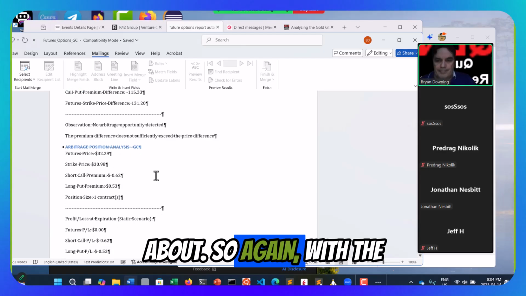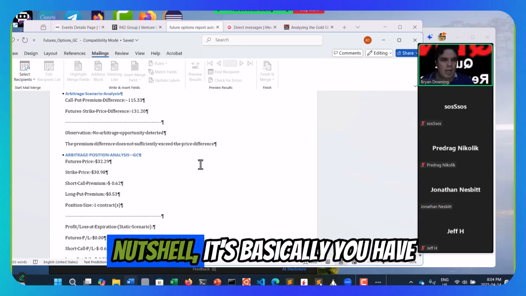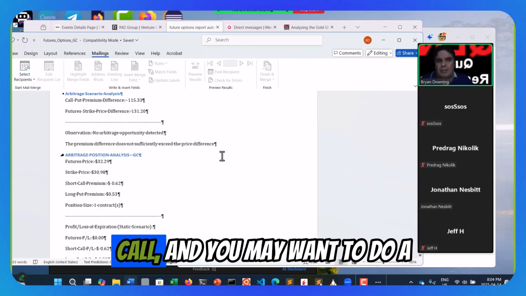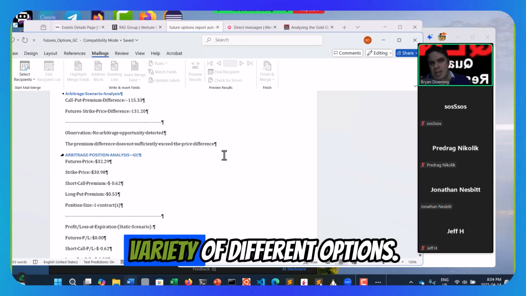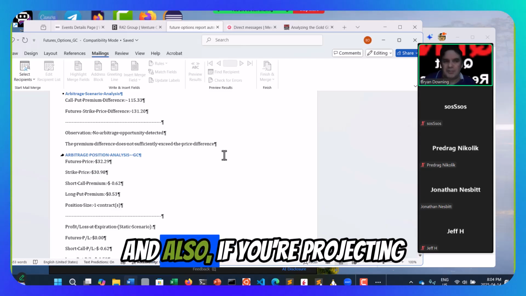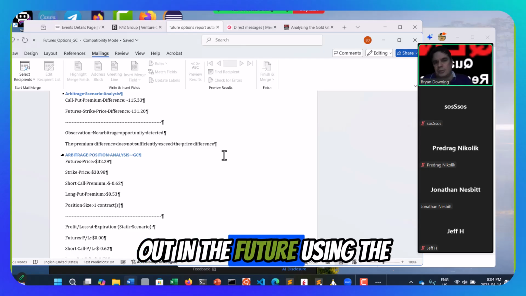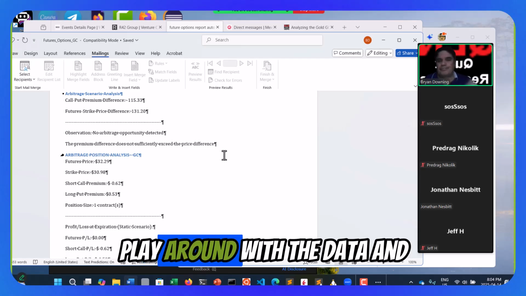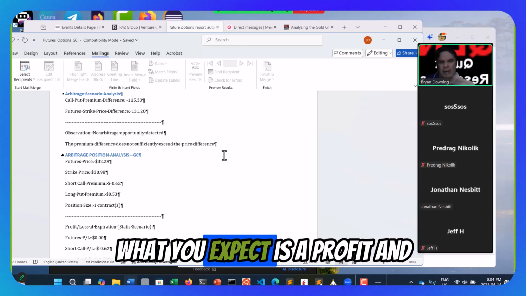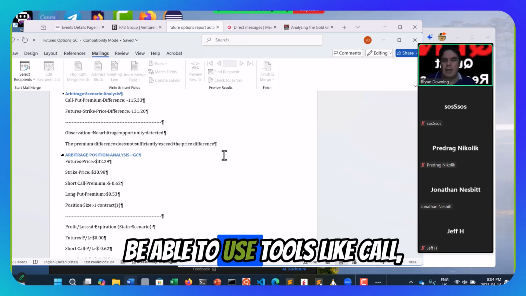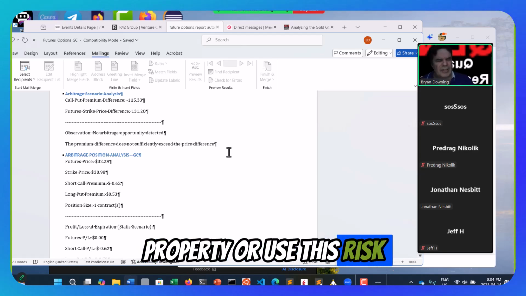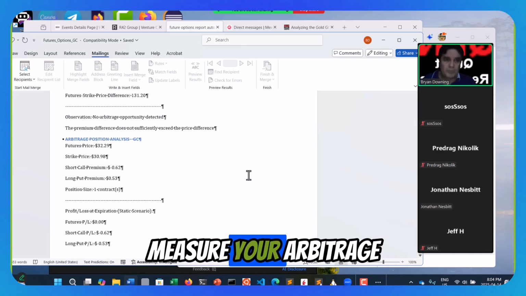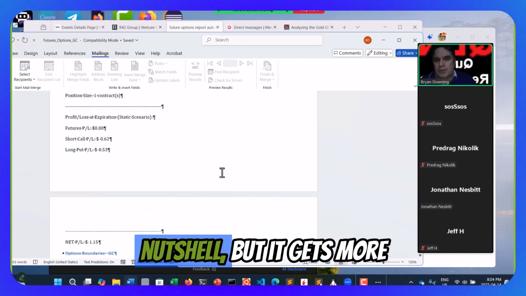All right. So again, with the arbitrage, in a nutshell, you have a floor price that you're setting based upon the future call, and you may want to do a variety of different options. And if you're projecting out into the future using option data, that's where you play around with the data and what you expect as a profit, and use tools like call parity or this risk frontier I've already mentioned as different tools to measure your arbitrage opportunity. But that's in a nutshell.